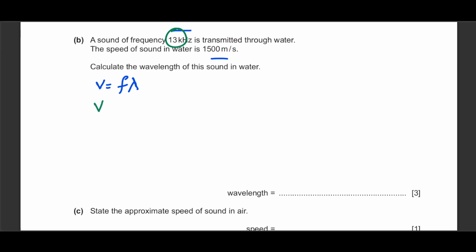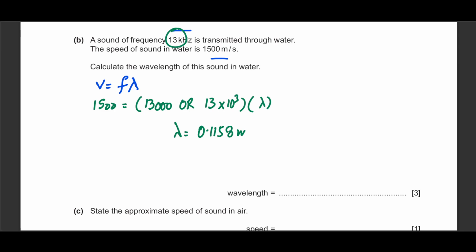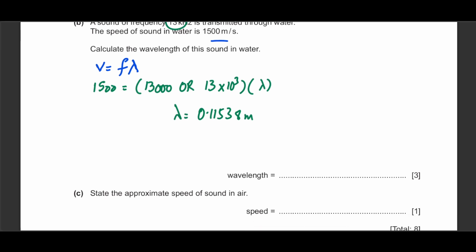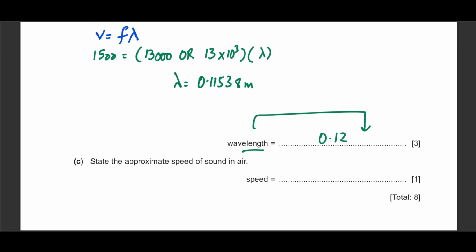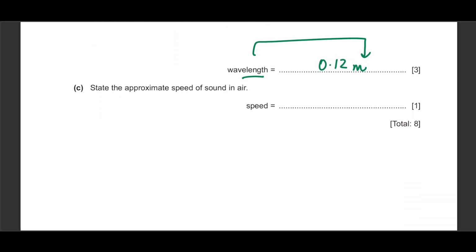So v is already given to you as 1500 meters per second. Frequency would be 13,000, or you can write this down as 13 into 10 raised to power 3, multiplied by lambda. Lambda will come out as 0.1158538 meters, which, up to 2 significant figures, becomes 0.12. If I leave my answer like this, I will be penalized for this. So since it is length or wavelength, I should add meters.